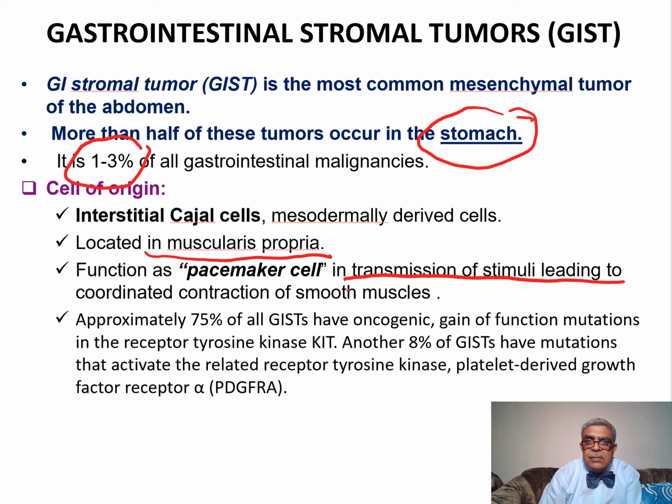So it arises from the interstitial cell of Cajal, which is located in the muscularis propria and acts as a pacemaker cell, responsible for coordinating the contraction of the smooth muscles. Approximately 75% of these gastrointestinal stromal tumors have oncogenic gain of function mutations in the receptor tyrosine kinase. Another 8% of GIST have mutations that activate the related receptor tyrosine kinase, platelet derived growth factor receptor alpha.